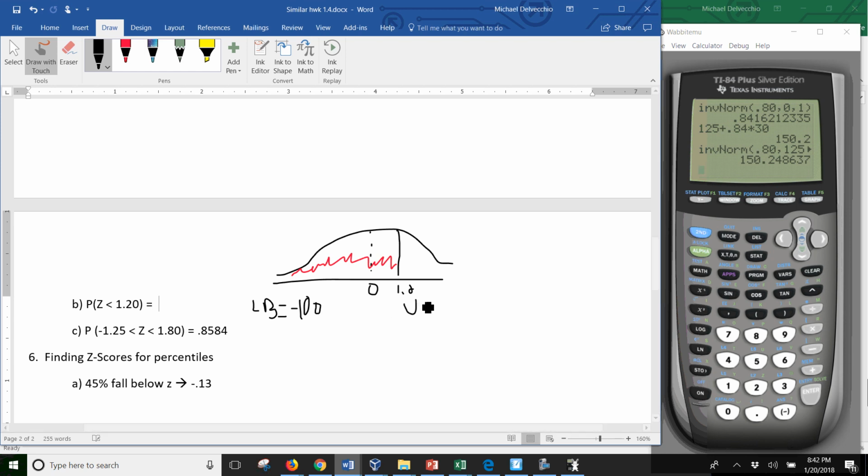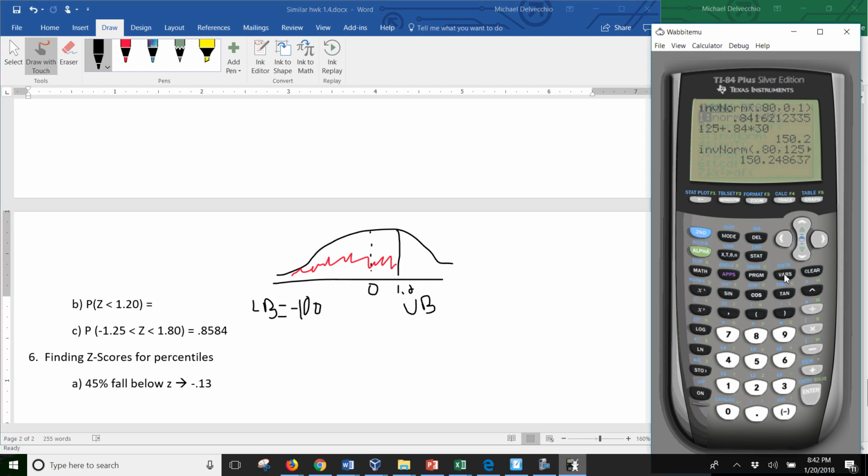And we'll use 1.2 as our upper bound. Okay. And then our mean and standard deviation is just 0 and 1. So again, you don't have to put that in the calculator. So let's see what happens. Second vars, normal CDF. So lower bound, we'll just put negative 100. Upper bound, we'll put 1.2. Mu, 0 and 1, that's fine.